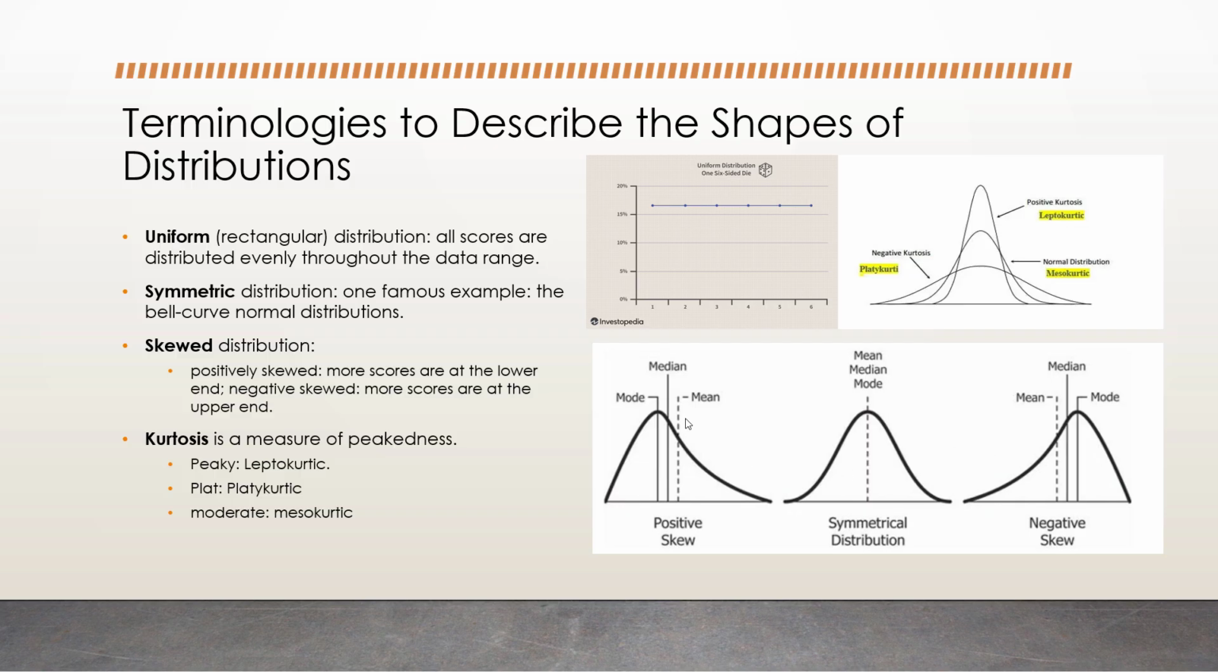In a positively skewed distribution, most scores are clustered at the lower end, with a tail on the right. In a negatively skewed distribution, most scores are clustered at the higher end, with a tail on the left. Another feature of distribution shape is kurtosis, which measures peakedness. Distributions with sharp peaks are called leptokurtic. Flatter distributions are platykurtic, and those with moderate peaks are mesokurtic.